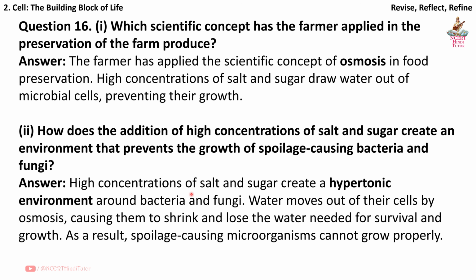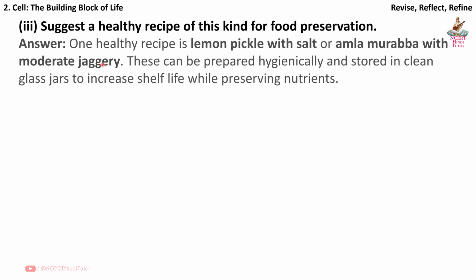Answer. High concentrations of salt and sugar create a hypertonic environment around bacteria and fungi. Water moves out of their cells by osmosis, causing them to shrink and lose the water needed for survival and growth. As a result, spoilage causing microorganisms cannot grow properly. Third, suggest a healthy recipe of this kind for food preservation. Answer. One healthy recipe is lemon pickle with salt or amla murabba with moderate jaggery. These can be prepared hygienically and stored in clean glass jars to increase shelf life while preserving nutrients.